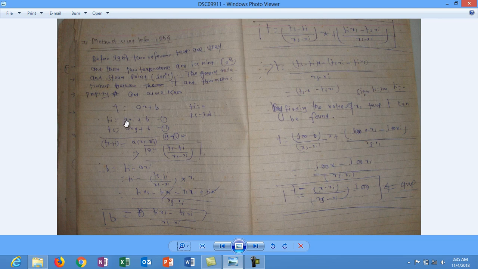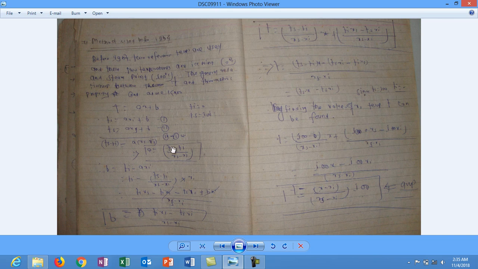We have to find the value of the constants. First of all, we are finding the value of constant A. That means A will be equal to Ts minus Ti divided by xs minus xi. This is the value of the first constant. Now we have to put the value of A in any one of the equations. If you put the value of A in equation 1, we will get the value of B. This is Ti into xs minus Ts into xi divided by xs minus xi.